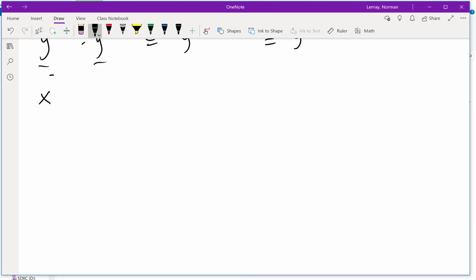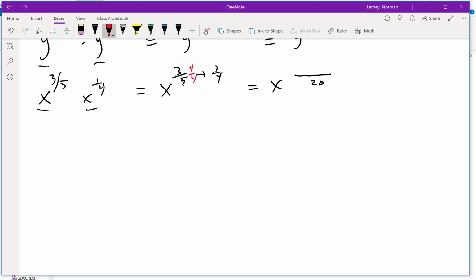Let's note that we have x to the 3/5 times x to the 1/4. Again, we have like bases, so we add the exponents. So I get 3/5 plus 1/4. And to add the exponents, we have to have a common denominator. If we take a look at the 5 and the 4, the common denominator is going to be 20. So I multiply by 4 over 4, which gives me 12, plus, and over here we multiply by 5 over 5, which gives me 5. So this is equal to x to the 17 over 20 power, and that does not reduce further.